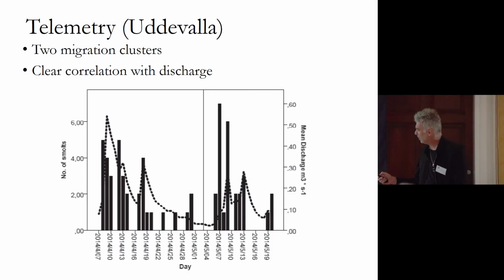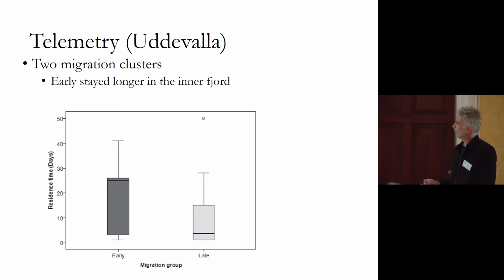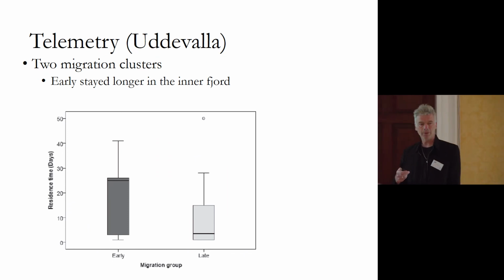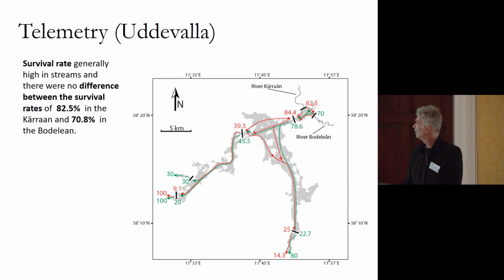Again, we saw the same pattern of migratory clusters: when you had an increase in discharge, a lot of fish left, but not all. This is April and this is May. So again, you see fish leaving at a discharge event, but not everyone. So two different clusters. And the early one also seemed to be staying longer in the inner fjord. And the ones that migrated earlier also seemed to disappear out of the fjord earlier, probably a more prolonged migration on the coastline, which we don't know.